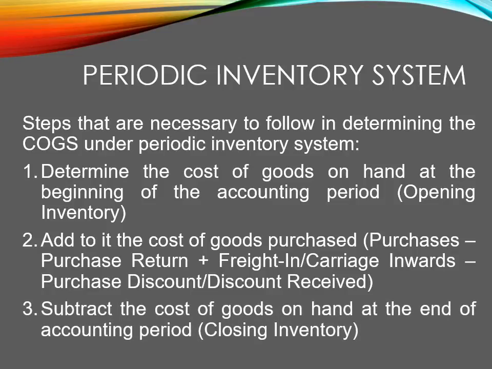Then at last, subtract the cost of goods on hand at the end of the accounting period. So these three steps will be followed to determine the cost of goods sold if you use the periodic inventory system. And these determinations are only done at the end of the accounting period.